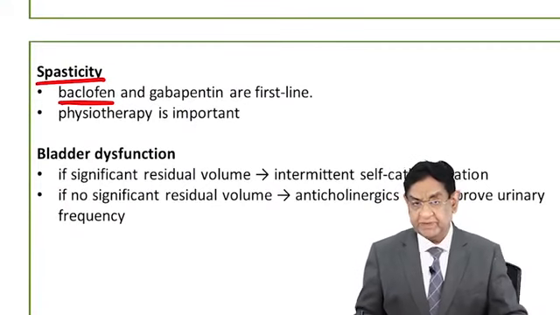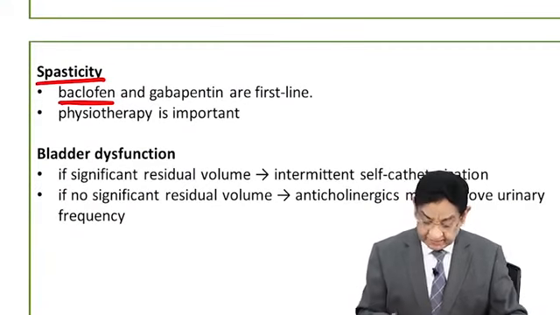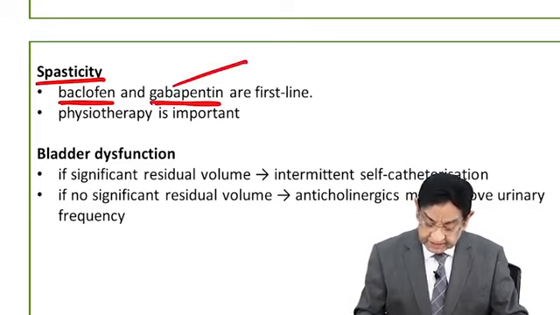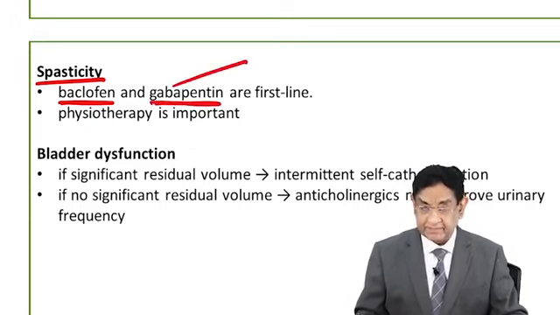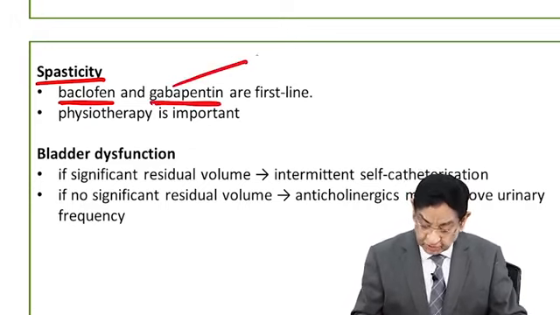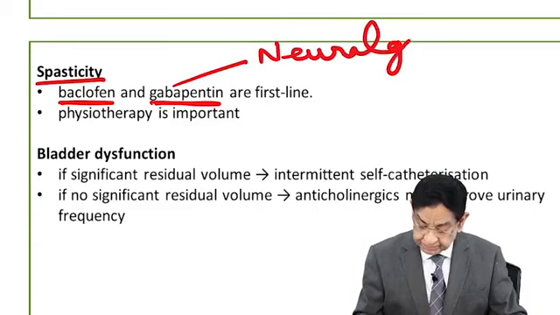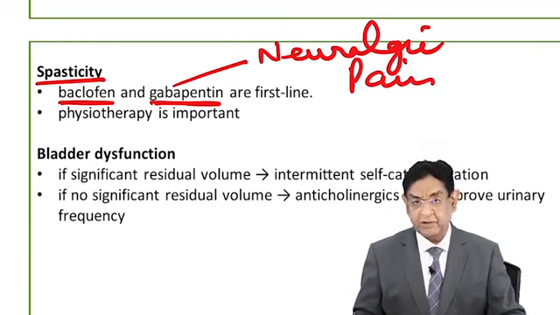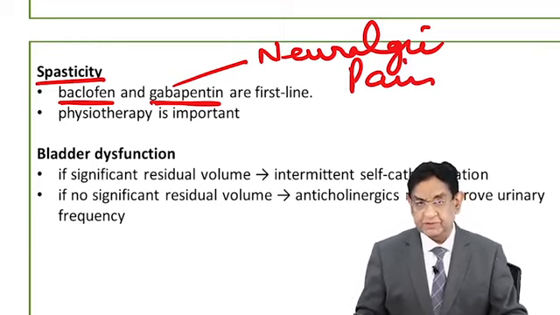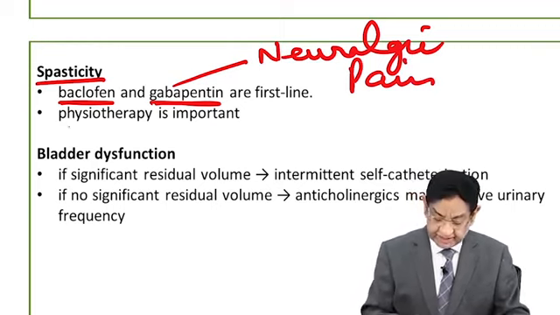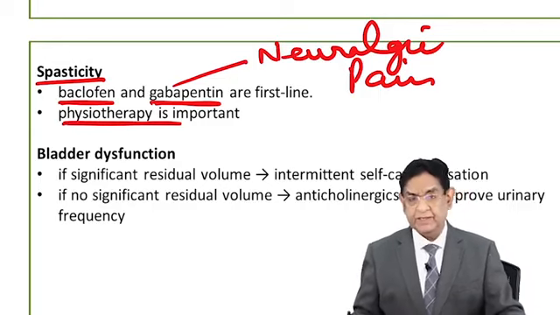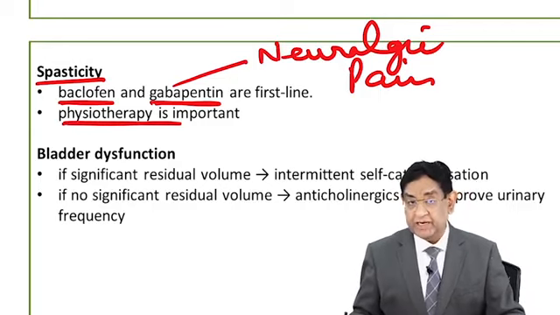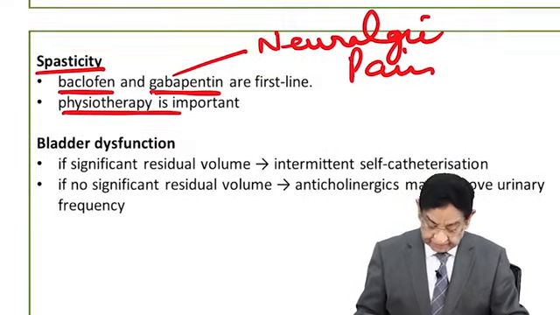The second problem is spasticity, for which we give baclofen. This we discussed in the previous question also. And we can also give gabapentin, and remember this gabapentin we use for neuralgic pains. In spasticity, the big problem is that they have pain also, and of course in addition to this drug, physiotherapy is very important, so the patient is strongly advised to go for physiotherapy.